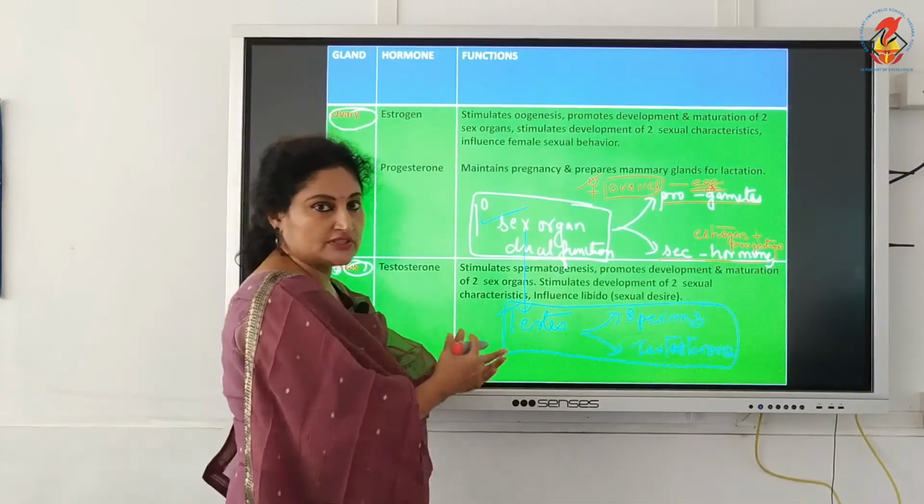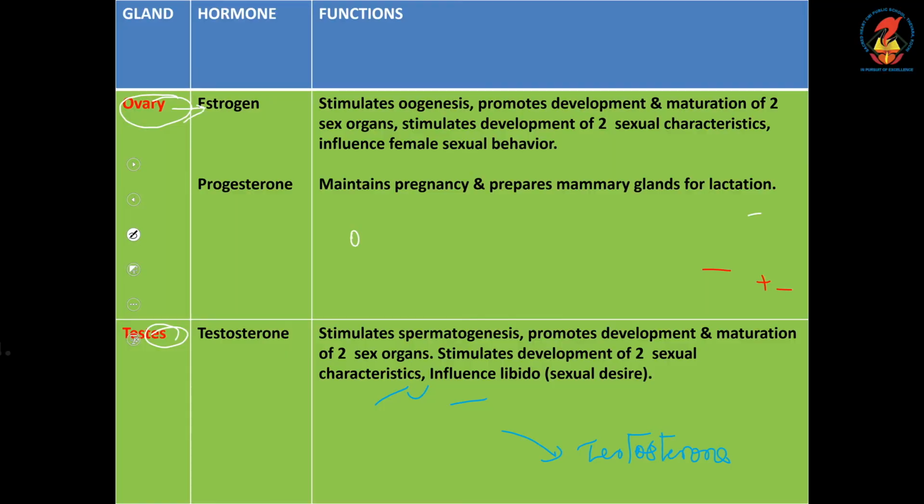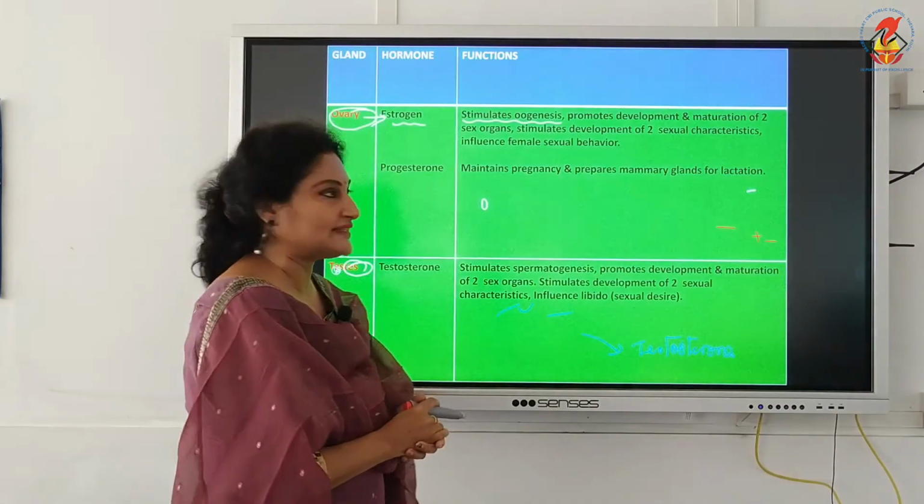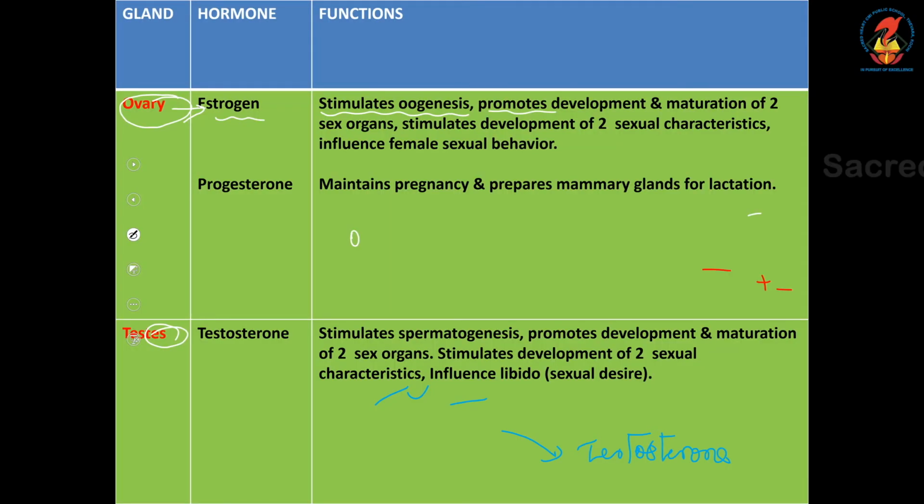So let us go into the details of each. Ovary, the first hormone, estrogen. It stimulates oogenesis. What is oogenesis? The development of egg from the oogonia. That and all will be dealt with in the 12th standard. It promotes development and maturation of the secondary sex organs, which I have given as 2 degree. It stimulates development of secondary sexual characters and also influences female sexual behavior.